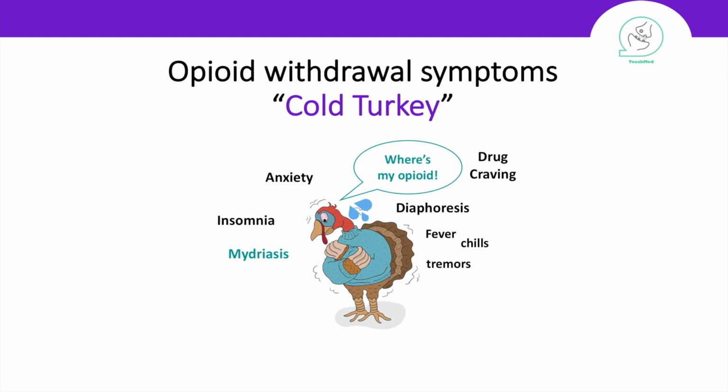If you can recall from the previous video, we said opioid causes miosis. So if you stop it, you will see the opposite. He has tachycardia and hypertension and later may develop nausea, vomiting, muscle spasm, or seizure.